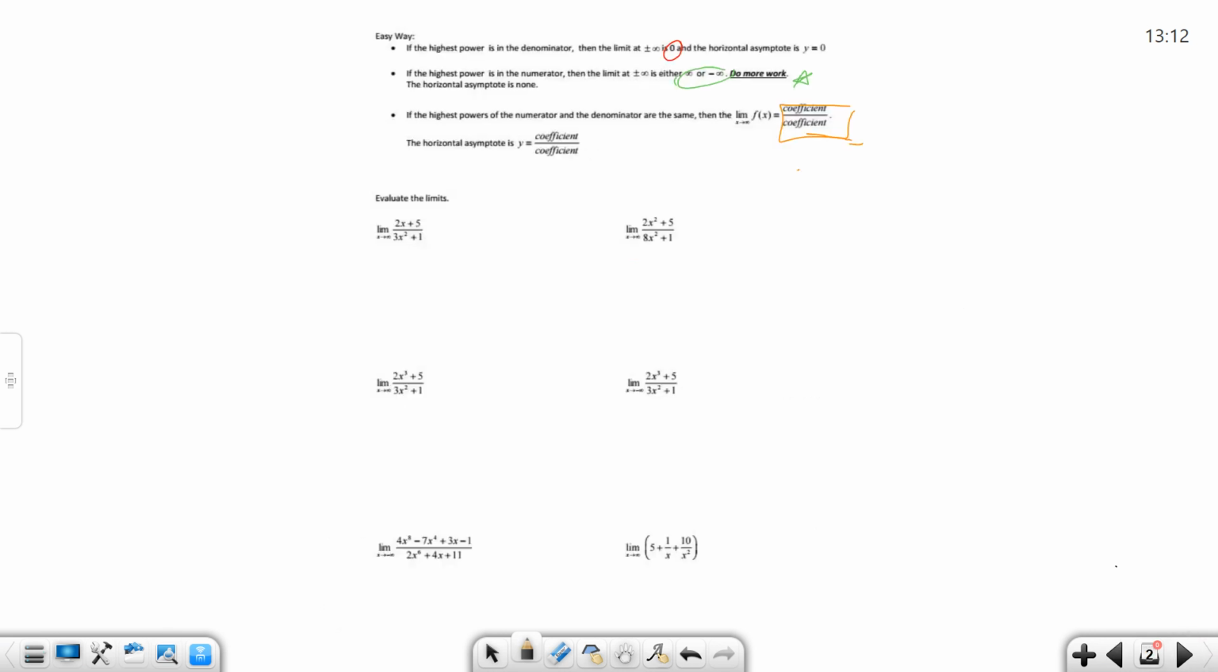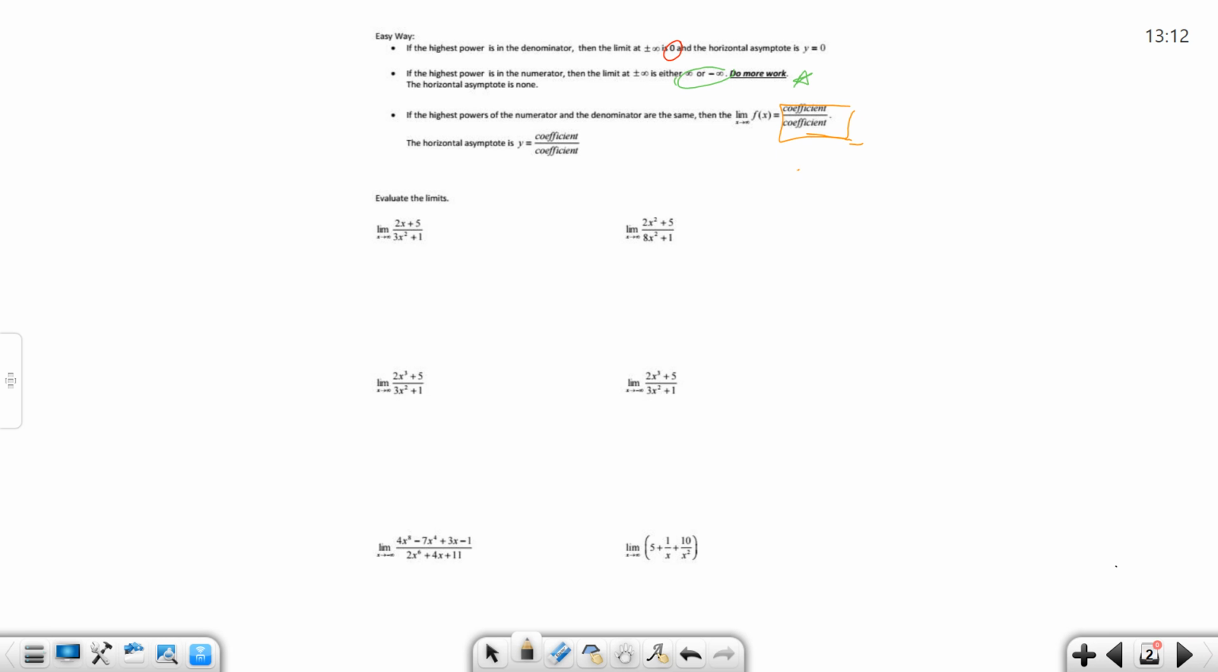At the top of the page here, and top of your notes if you want to print these out, you have rules. If the highest power is in the denominator, that means it's in the bottom, then the limit is 0. The horizontal asymptote would be y equals 0. If the highest power is in the top, your answer is either infinity or negative infinity, do more work. And if the powers are the same, you put coefficient over coefficient.